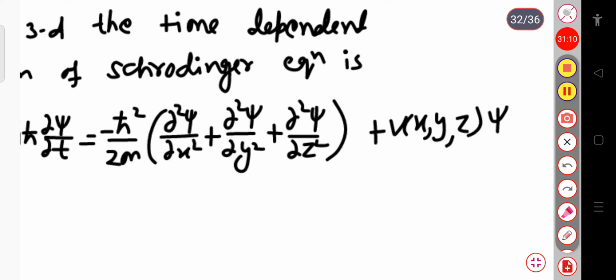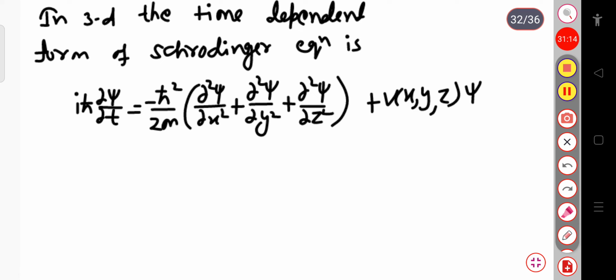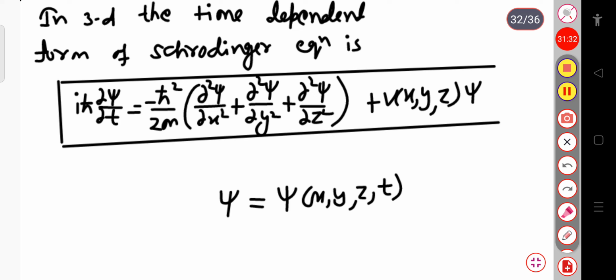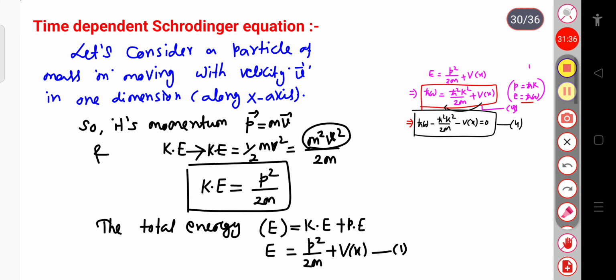I will write here that in the three-dimensional case, ψ can be written as ψ of x, y, z as well as t. So this is the time dependent Schrodinger equation in the three-dimensional system. Let me summarize once again: how can we calculate the time dependent Schrodinger equation?